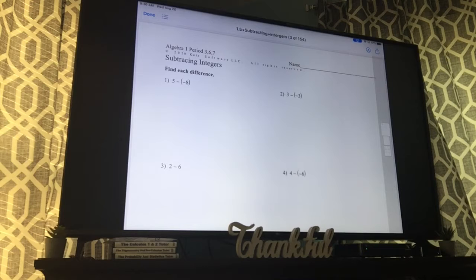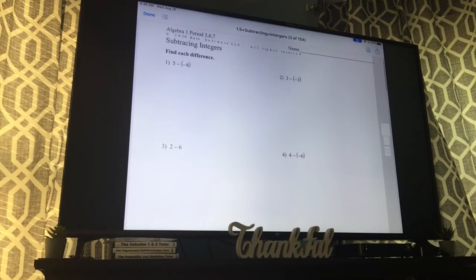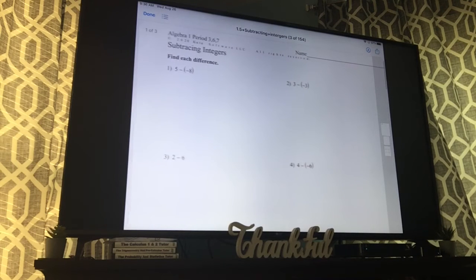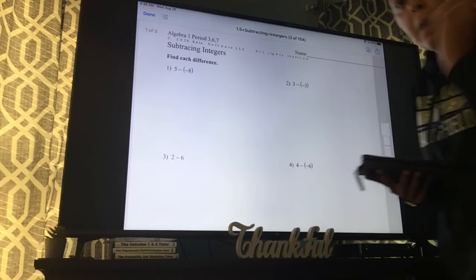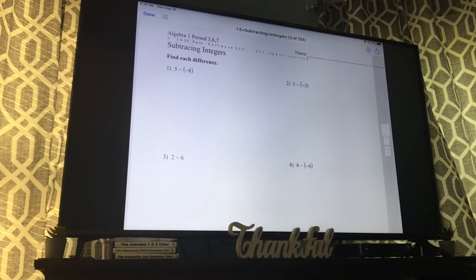Okay, so subtracting integers, it's not hard. It's just kind of like what we did yesterday. Let me make sure I started this other camera. I did. Okay, so find each difference. If I give you a problem in a whole number, your answer should be in a whole number. If it's a fraction, the answer should be in a fraction and an improper fraction. If it's a decimal, it should be a decimal.